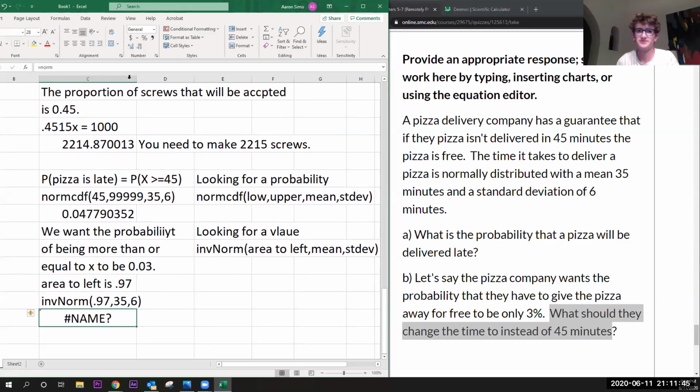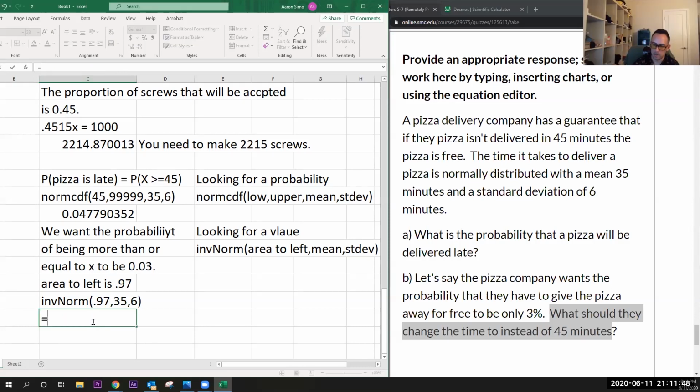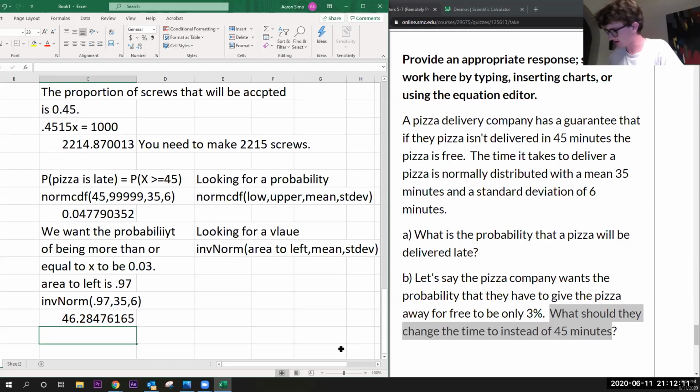I've never done this before. Let's try it. Probability 0.97, 35, 6, 46.28 minutes, right? That's what you got, 46.28? Yeah. So we need to increase it from 45 minutes to 46, I would say 47 minutes. If I was working there, I'd say, hey, just make it a little bit longer. Keep it safe, right? Yeah.